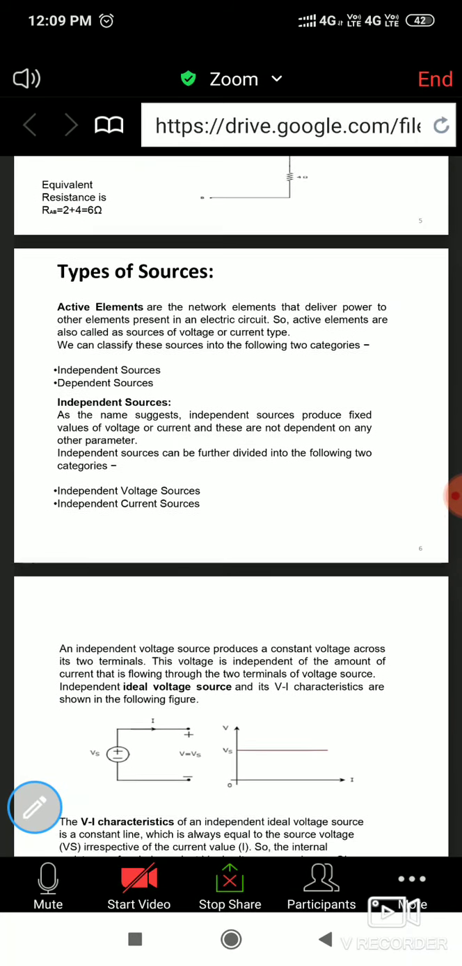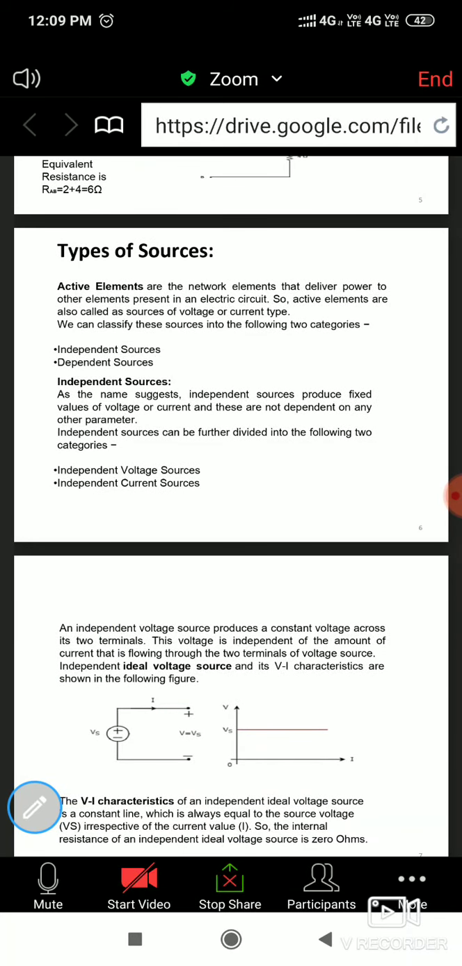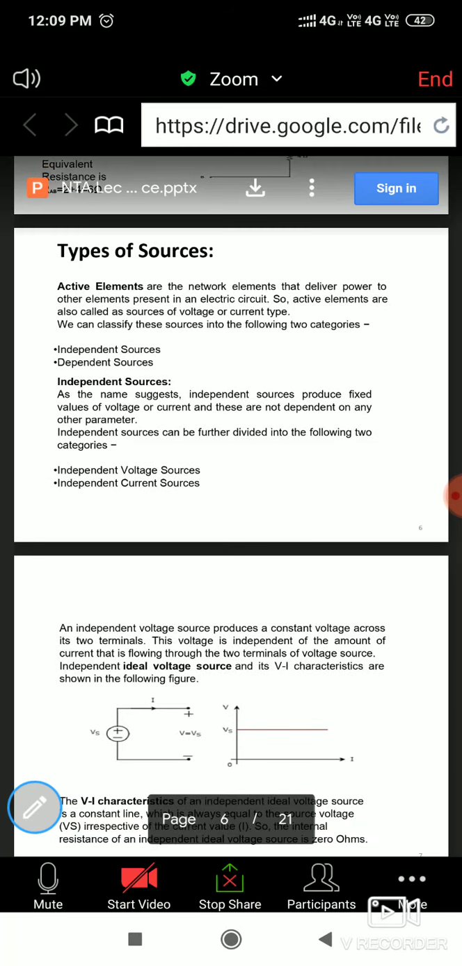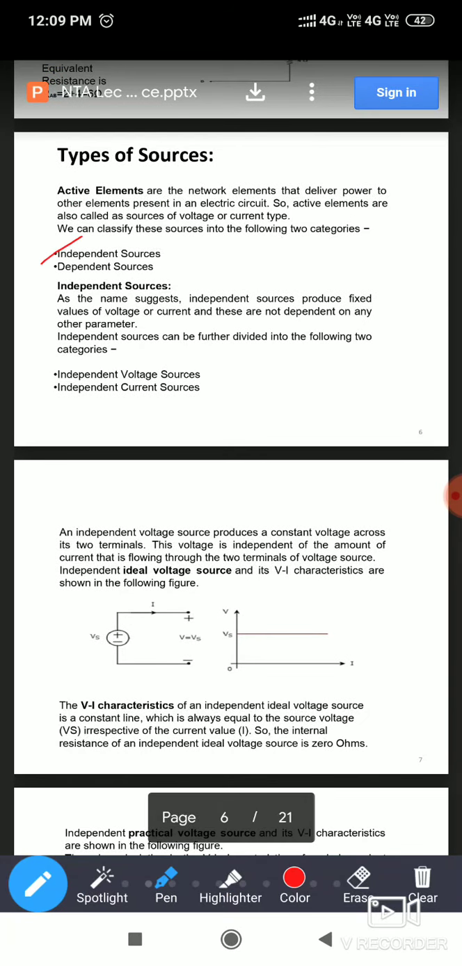Types of sources: there are active sources. All sources are active because they deliver power in the circuit, they deliver energy in the circuit, they deliver voltage, they deliver current. That's why they are called active elements. Again we have seen there are two types, independent sources and dependent sources. We have seen in brief.